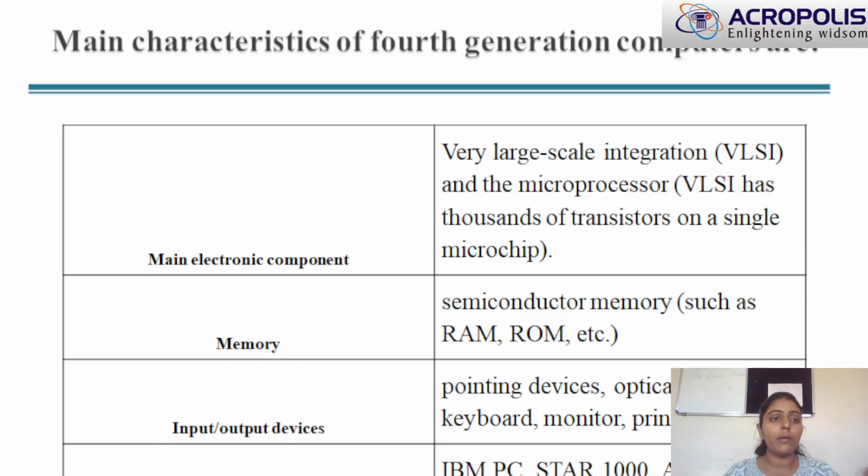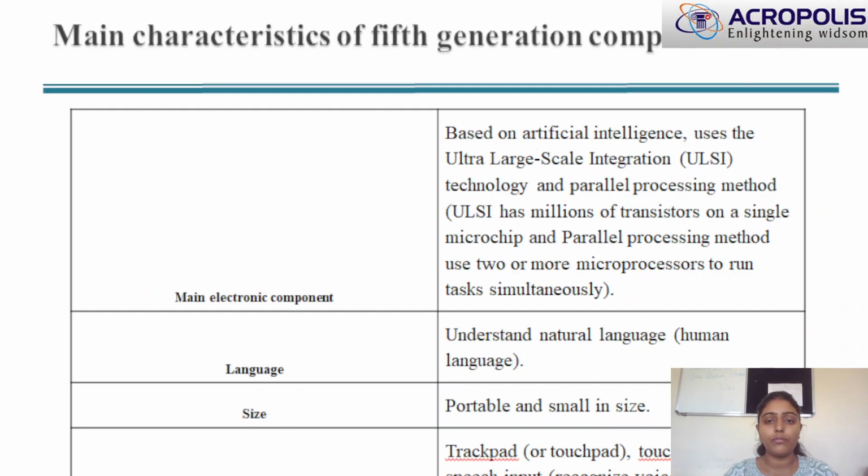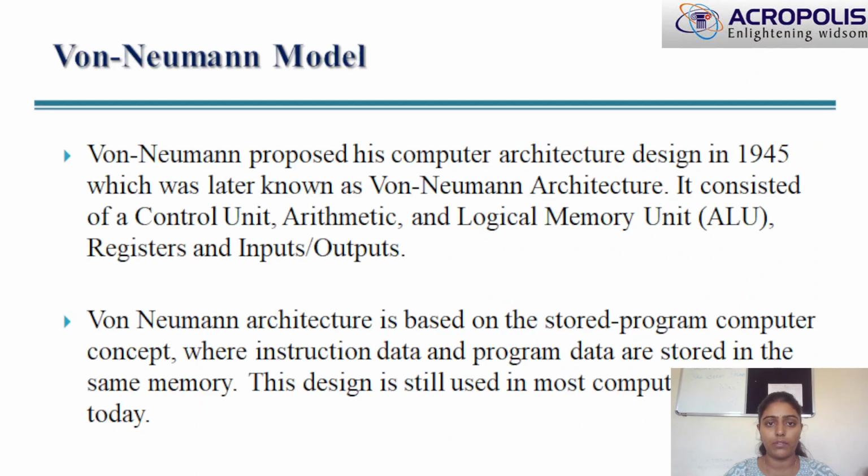The last generation computers are fifth generation computers, and the duration of fifth generation computers is 2010 till now, and the technology used in fifth generation computers is AI, artificial intelligence, and they are portable and small in size, and we can easily use these computers. Our desktops, laptops, tablets, smartphones, etc. are examples of fifth generation computers.